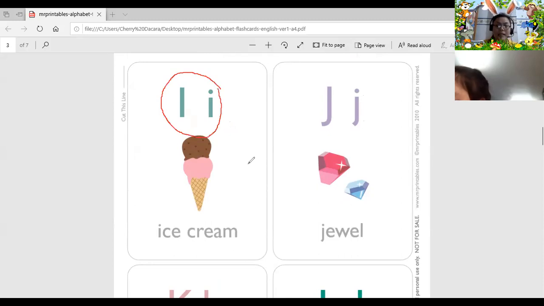Letter I. Yeah, letter I. Okay. And then letter J. Yeah. Letter Z. Letter Z. Okay, very nice, Bong. Again, Bong, this is letter I. Letter I.